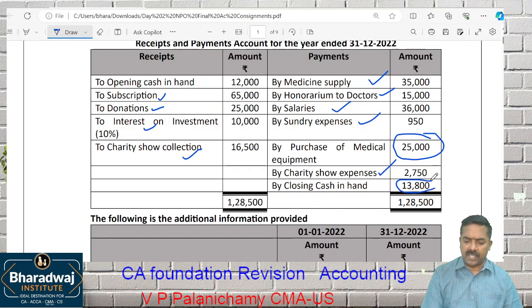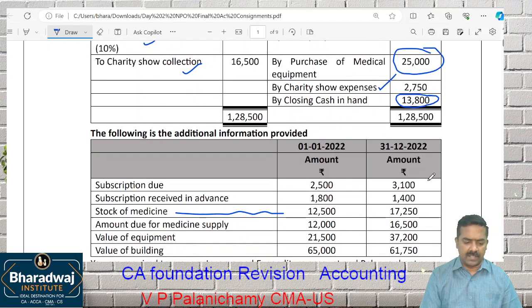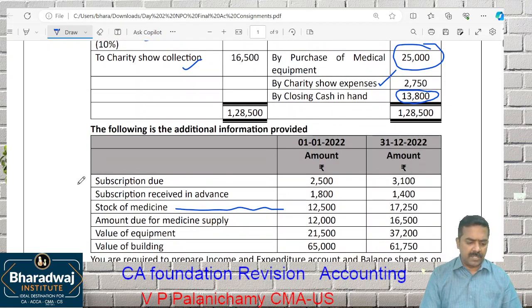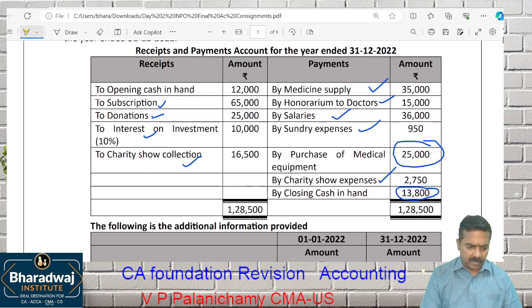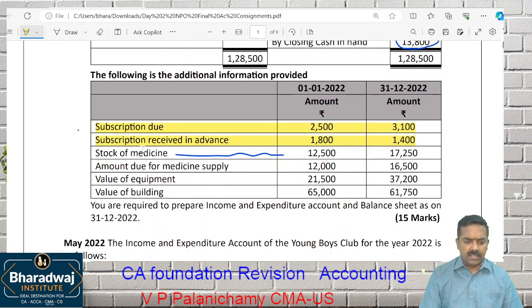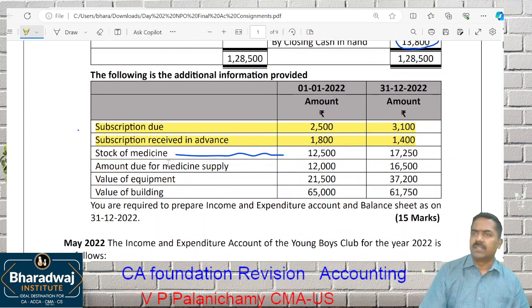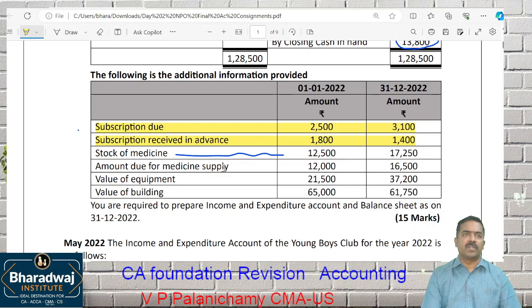Closing cash in hand, cash at bank will come in what? Asset side. Then they have given subscription due and subscription received in advance. So let us prepare which account? First subscription account, but before that, wait. Subscription account we need to prepare. Then stock of medicine they have given. Amount due for medicine supply they have given. So we have to prepare which account?